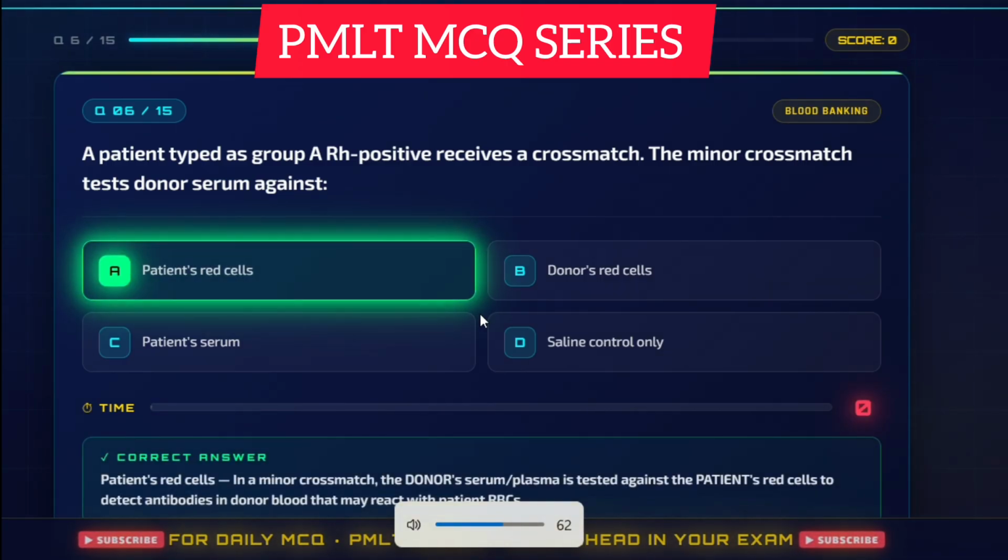The correct answer is A. In a minor cross-match, the donor's serum/plasma is tested against the patient's red cells to detect antibodies in donor blood that may react with patient RBCs.